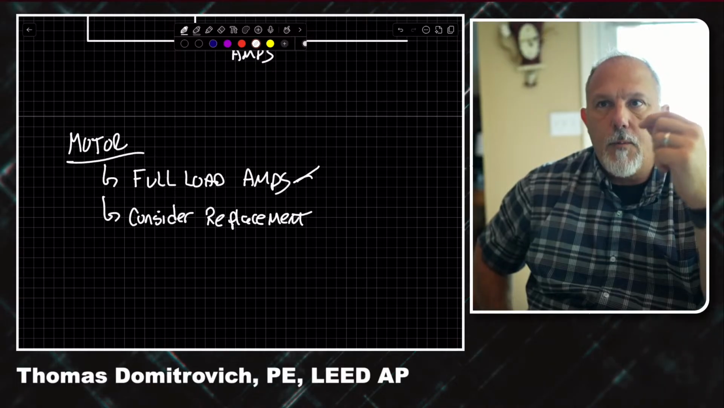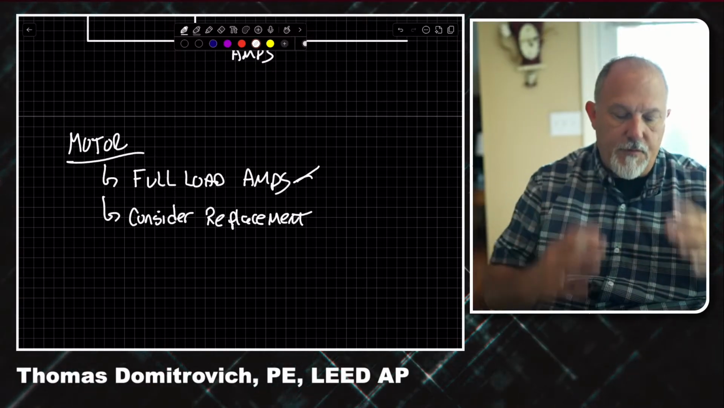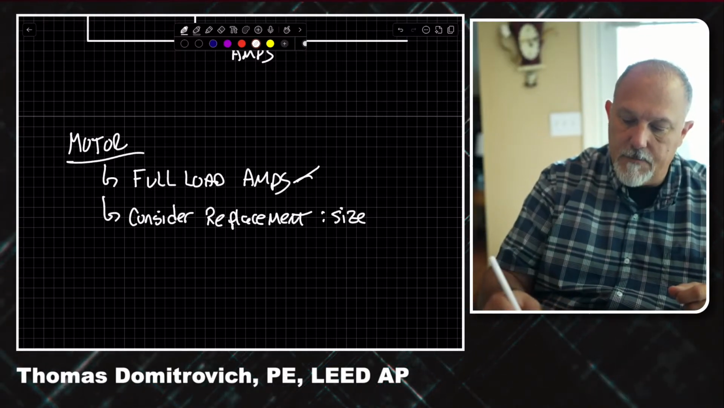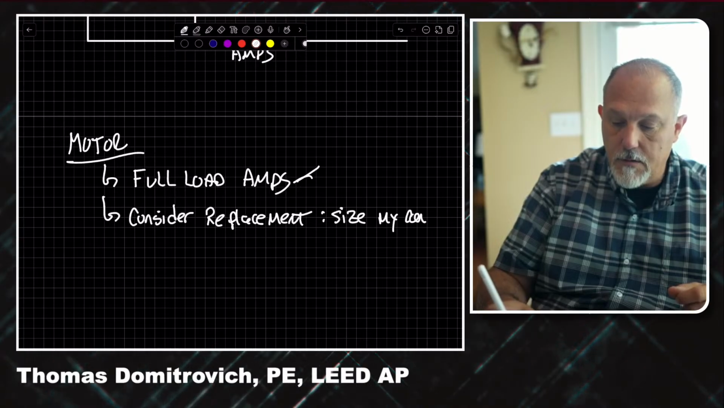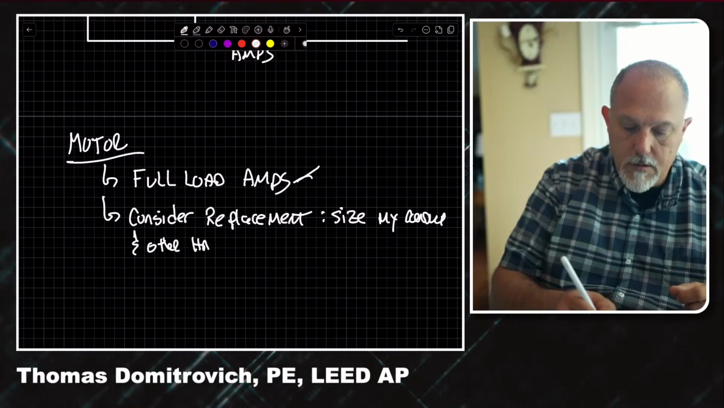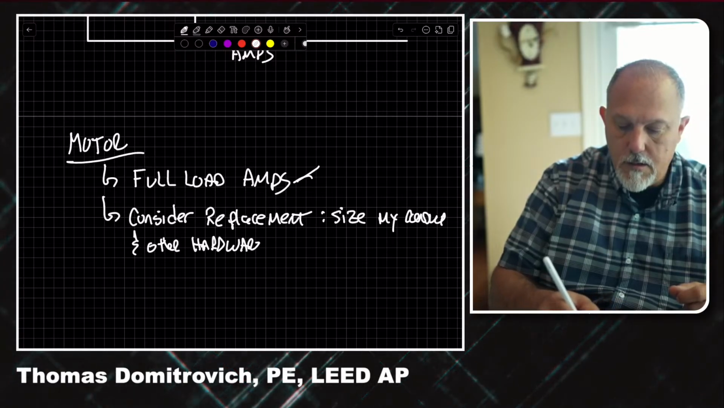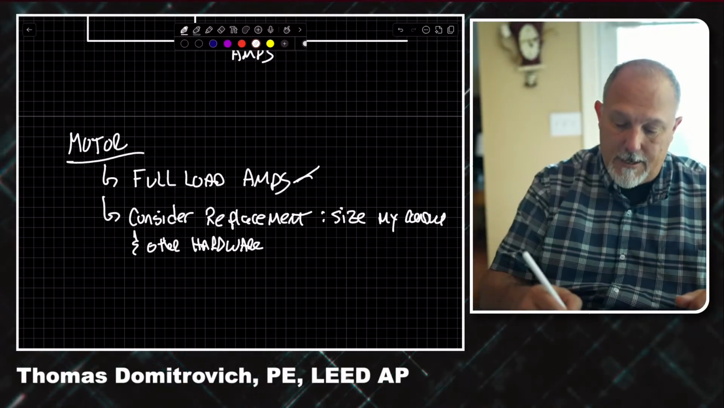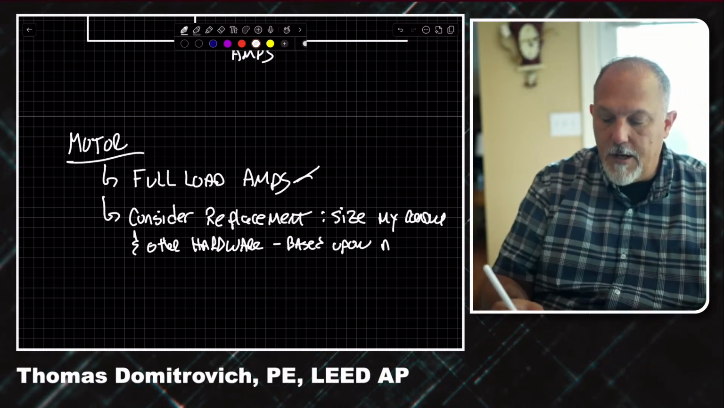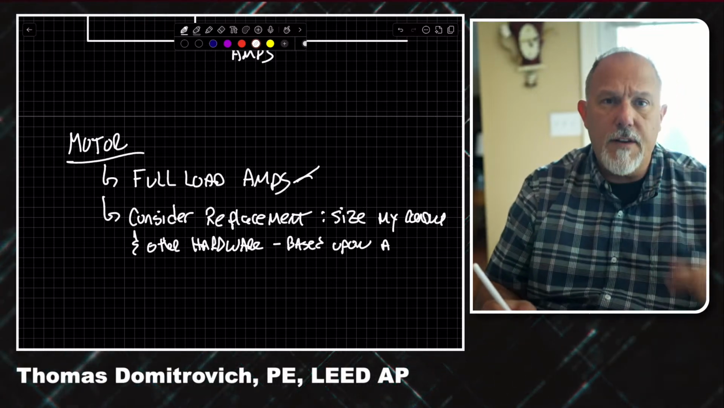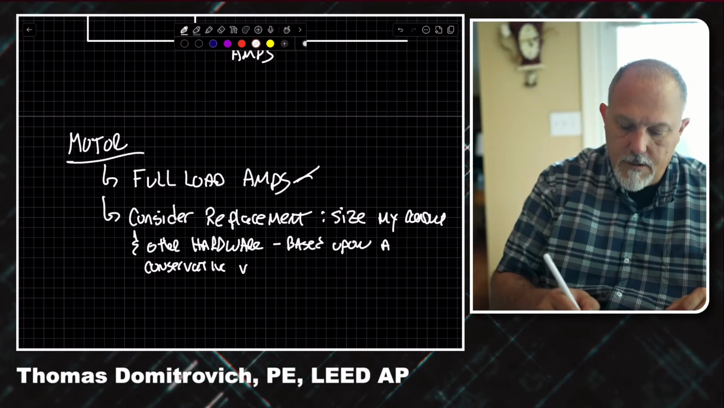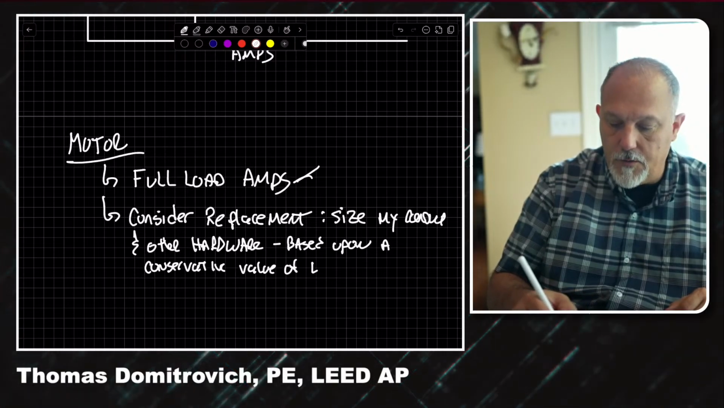So what we're going to look for in the code is the provision so that I size my circuit. I want to size my conductors and other hardware that I'm not necessarily going to be able to replace all the time, based upon conservative value. I'll call it a conservative value of load.